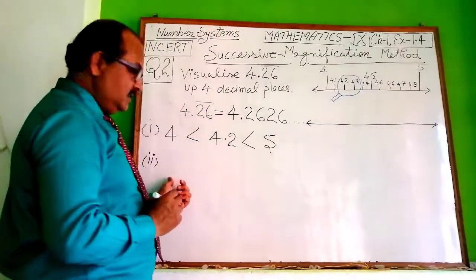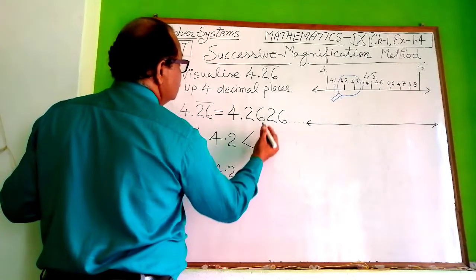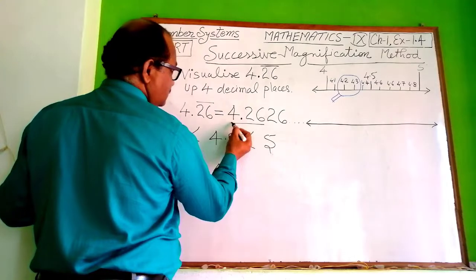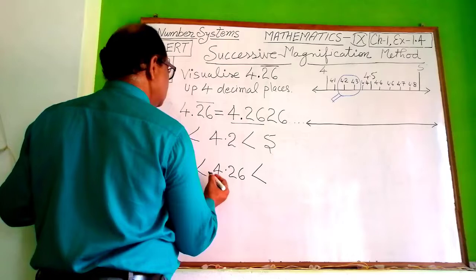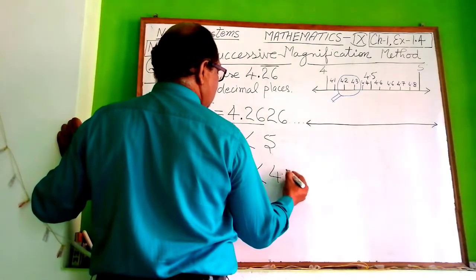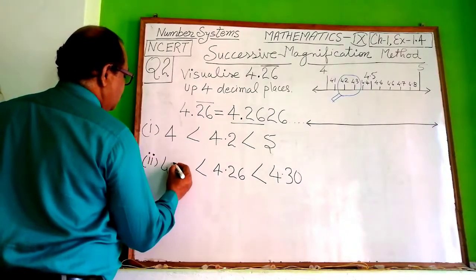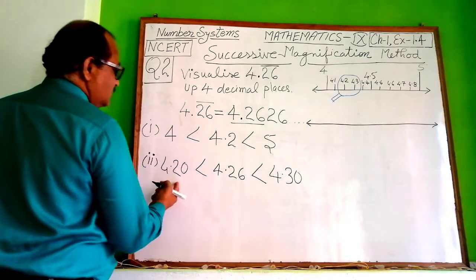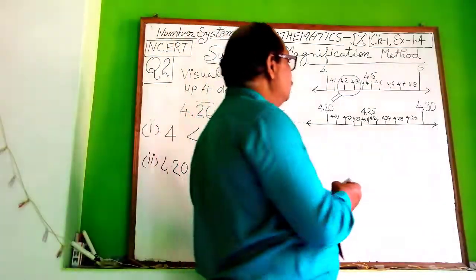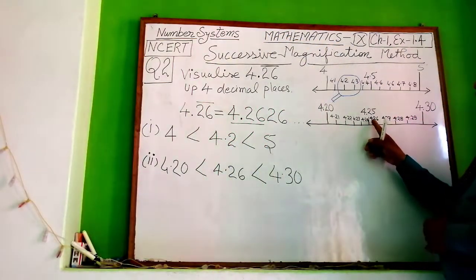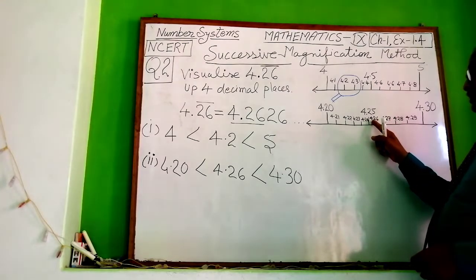Now to see the second step, 4.26. You can see it is lying between 4.30 and 4.20. So I am going to represent it in the next step. So where you will go, you can see 4.262 in between these two numbers.